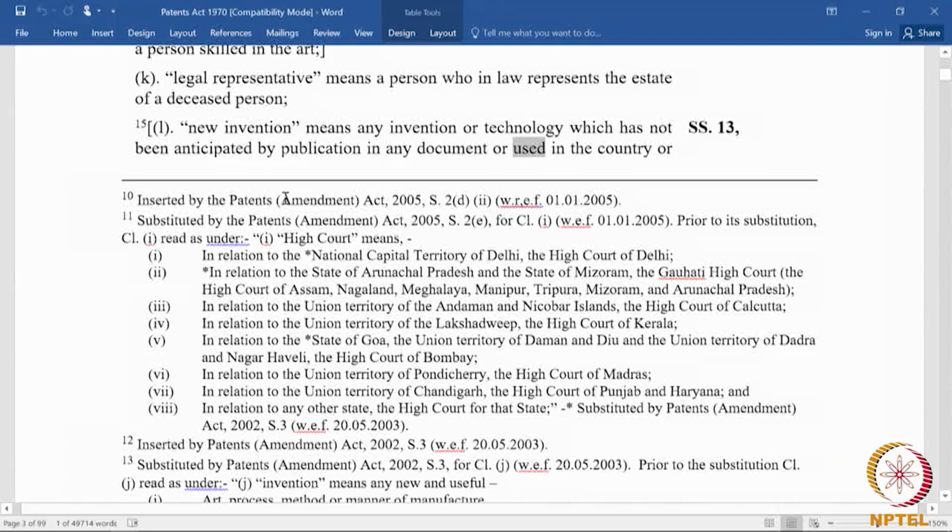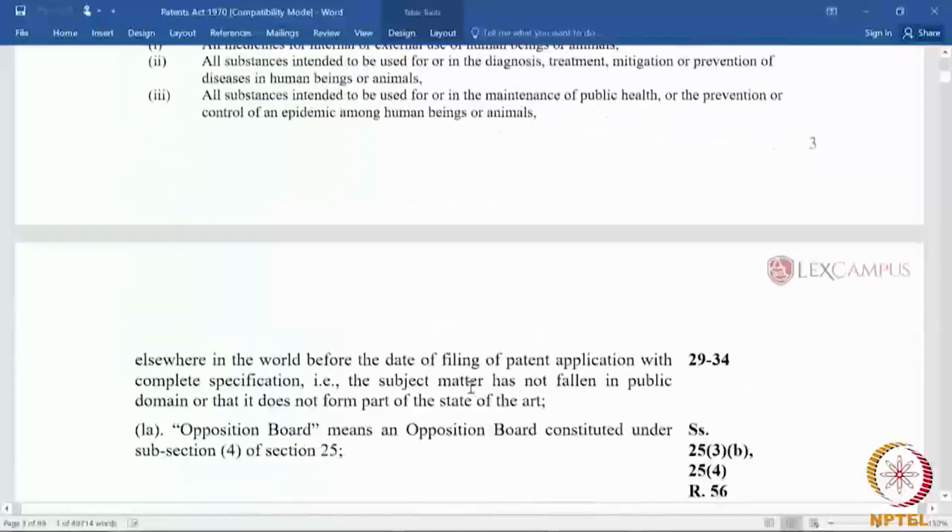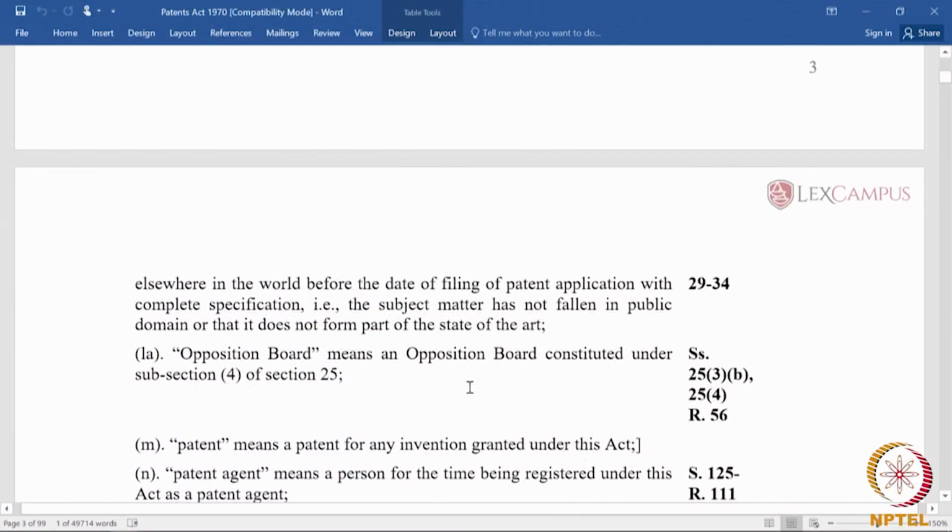So, novelty under the Act is defined by the definition of new invention. This is under section 2(1)(l), and we had seen that anticipation can be by two means, publication and by use. Now, we had also mentioned that it is a global standard, and the fact that it should be before the filing of the patent application with the complete specification. Now, the date brings us to another important aspect of determining novelty.